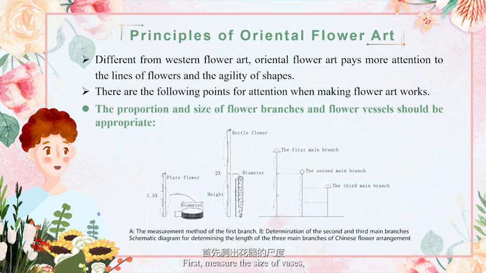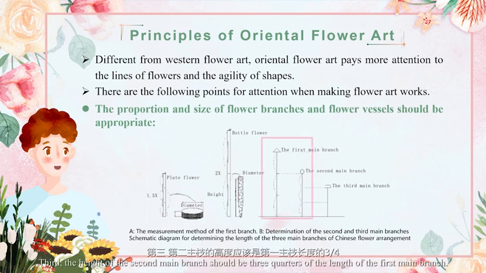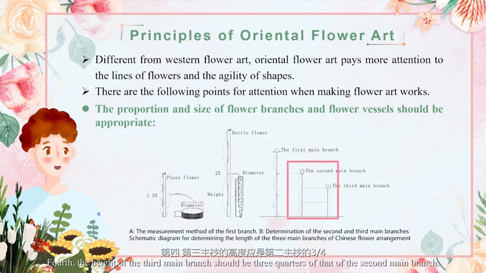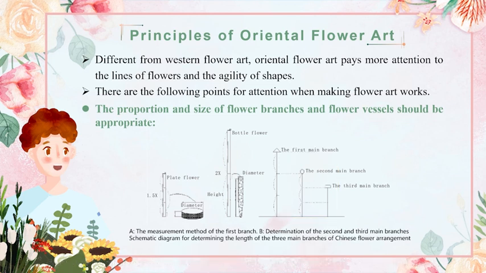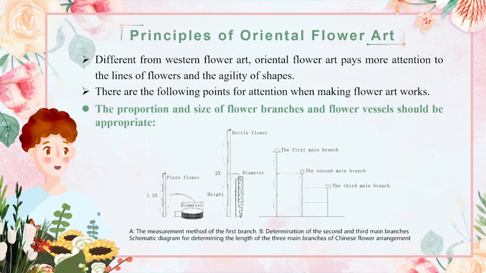First, measure the size of vases, which is equal to the height plus the diameter. Second, the height of the first main branch is 1 to 2 times that of the vase. Third, the height of the second main branch should be 3/4 of the length of the first main branch. Fourth, the height of the third main branch should be 3/4 of that of the second main branch. Fifth, there is no limit to the number of supplementary branches around the three branches, which should be freely increased or decreased according to the work needs. However, there is a principle that the height of each supplementary branch cannot exceed the height of the main branch to which it belongs.